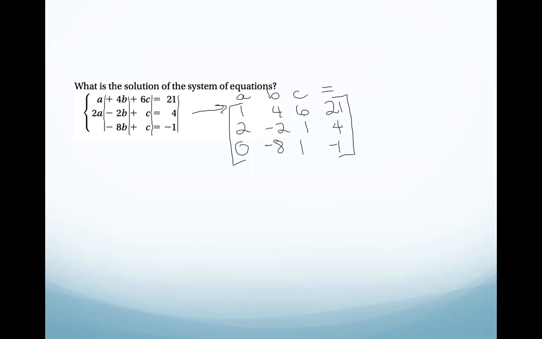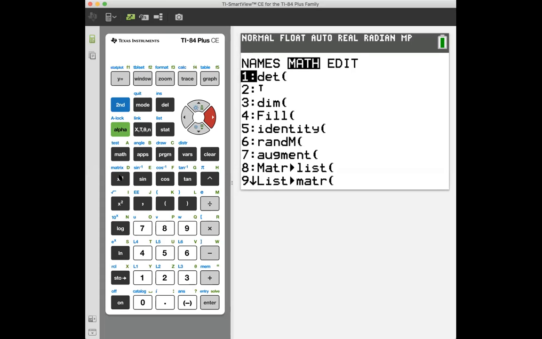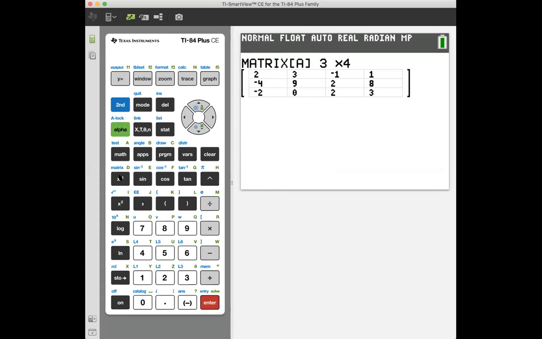So if we store this in matrix A on the calculator, we are going to want the reduced row echelon form of matrix A. Okay, that's what we just did on the calculator. Let's do it again together. So if we look at our calculator, what we're going to do is go second matrix, over to edit, hit enter. We have 3 equations. So our matrix is going to be 3 by 4.